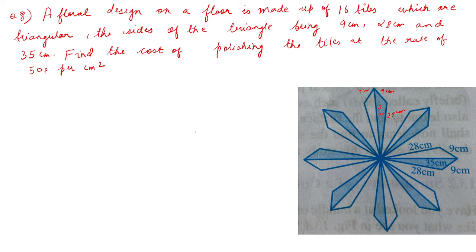So if you're able to find out the area of one of these given tiles, you can do it for the rest, right? The area of the rest of the tiles is going to be the same. Therefore, I'll just consider one triangle, clear? Let's see what it looks like. It looks like this, and then like this. So this is 9 centimeter, 28 centimeter, and 35 centimeter.